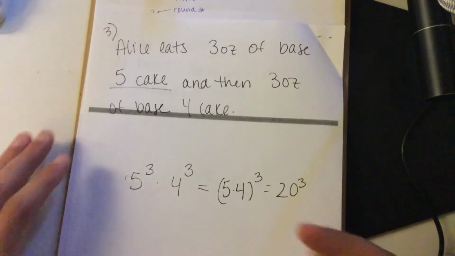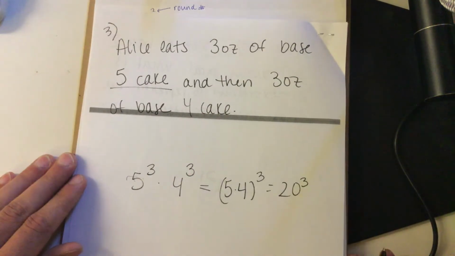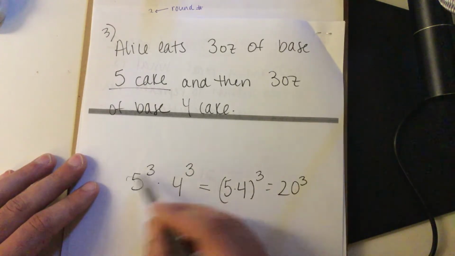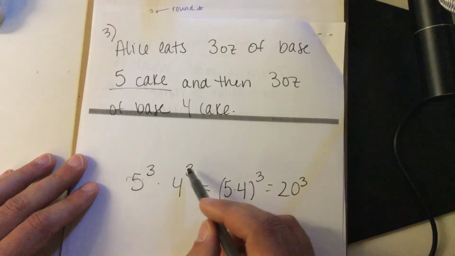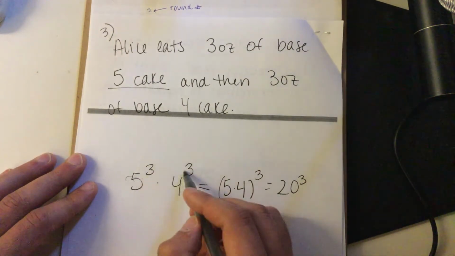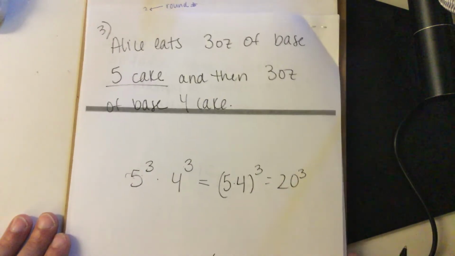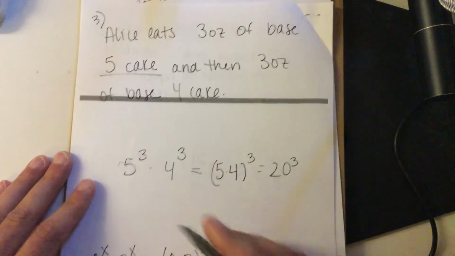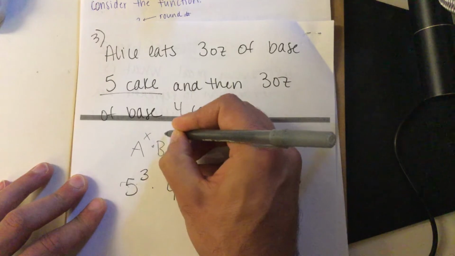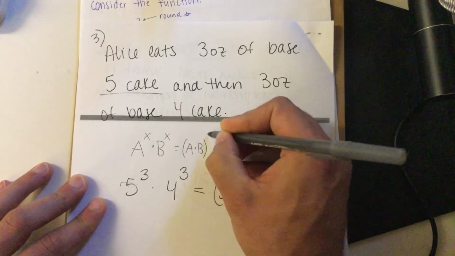Okay, finally, Alice eats 3 ounces of base 5 cake and then 3 ounces of base 4 cake. So here we can represent it like this. She eats 3 ounces of base 5 cake and then 3 ounces of base 4 cake. We have the same exponent but with different bases, and I want you to mush it down into one exponential expression. What we learned is this generalized rule of a to the x times b to the x would just equal, parentheses, a times b, to the x.